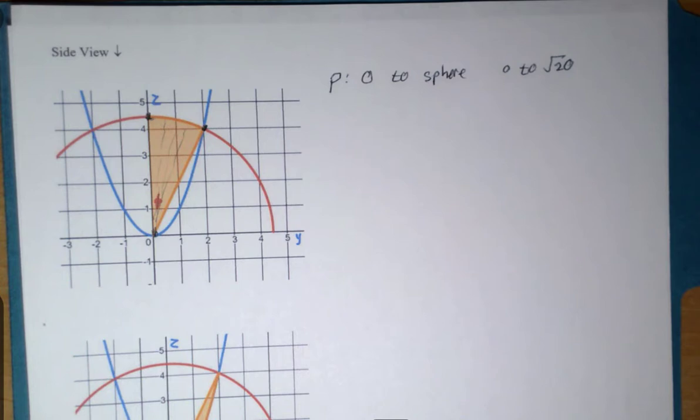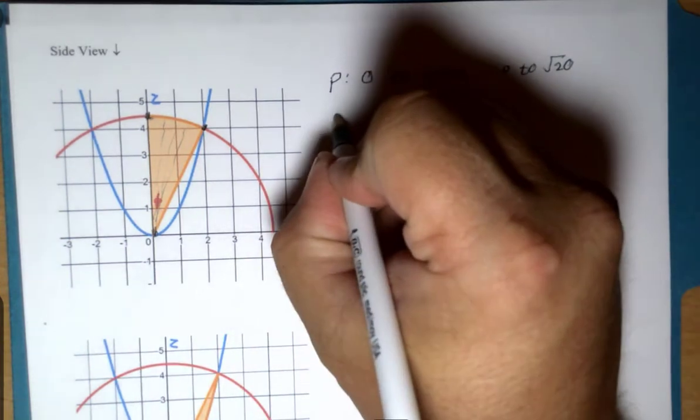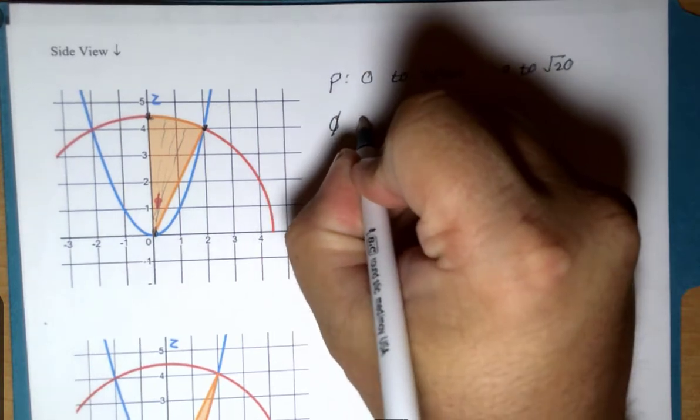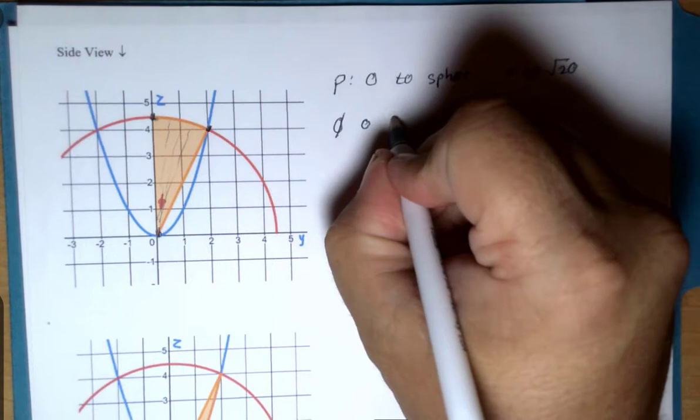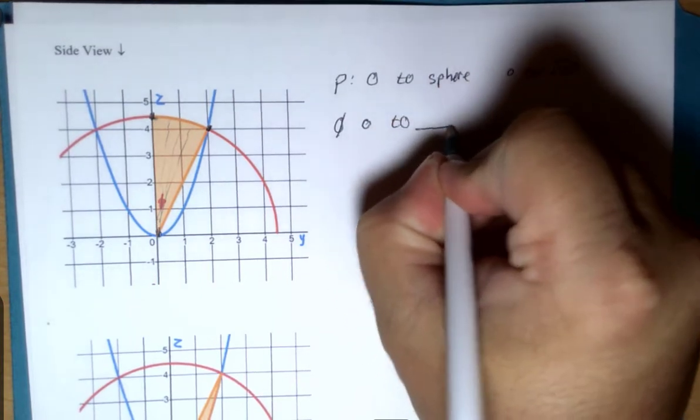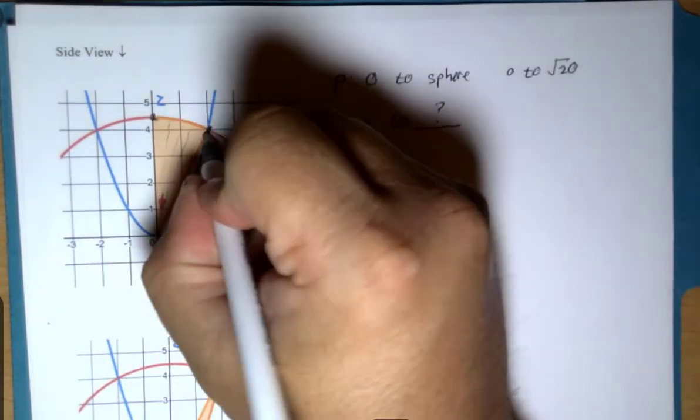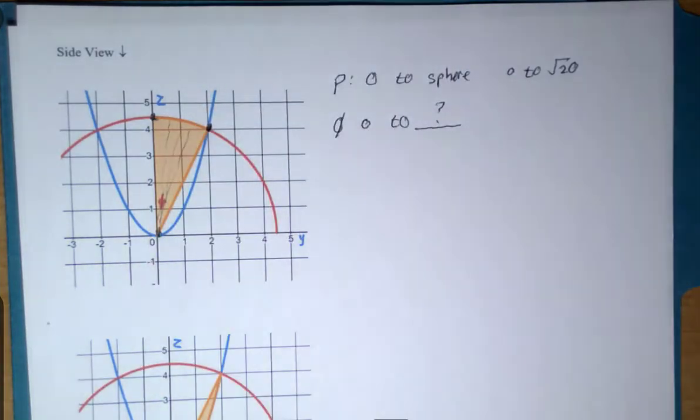But I don't know the angle for that. I know that phi goes from 0 at the z-axis to some mystery angle at this place here, but I have to determine what that angle is going to be. I'll come back to it in just a moment.